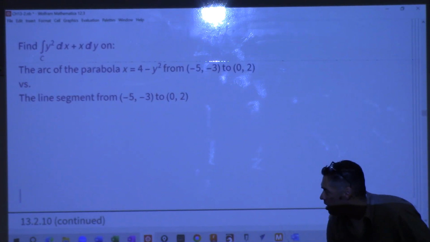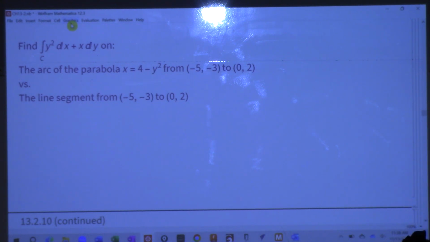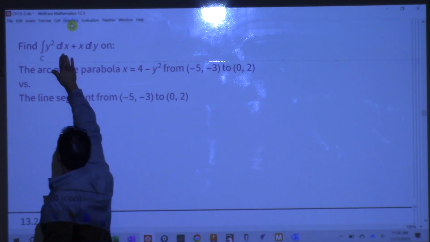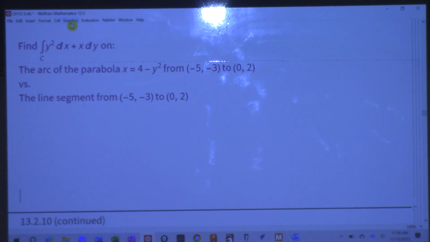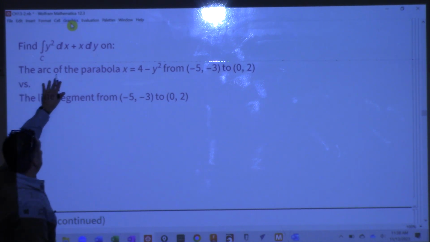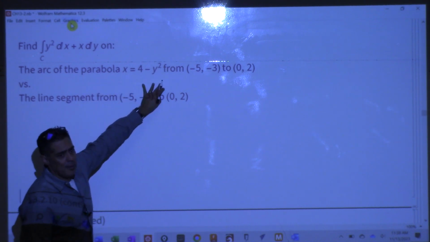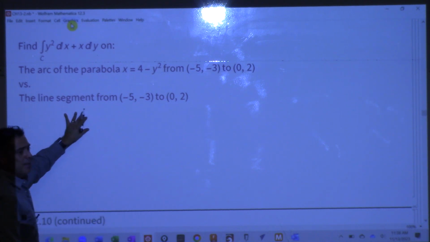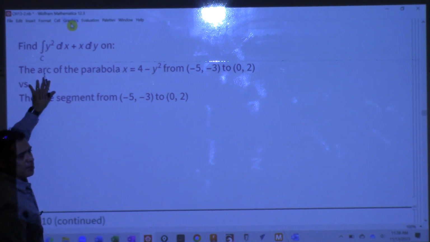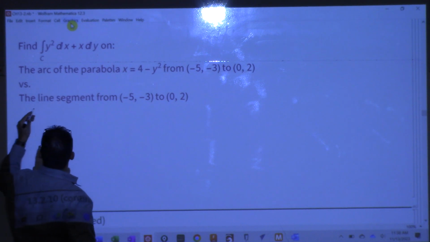So we want to find this line integral. Look at that right there. That's that new notation, where we do with respect to x and y separately with an addition between them. So this is two different problems, not one problem with two curves. The first curve we have is the arc of the parabola. Here's the parabola, and it goes from here to here. And then the other is just a line segment. So I'm going to do the parabola first. Let's call that C.